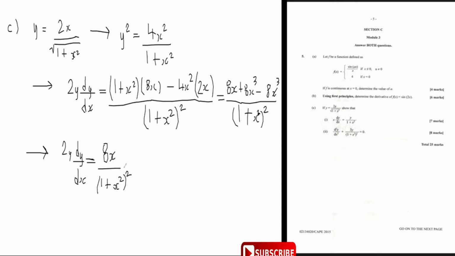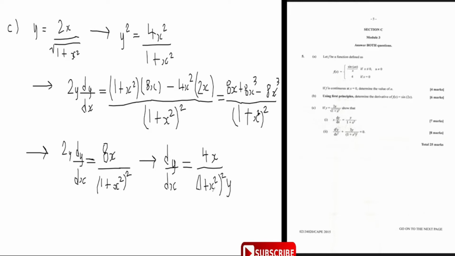All right, nice. Now, next thing we're going to do is divide through by 2y. So we're going to get dy by dx is equal to, when we divide through by 2, this becomes 4x over, and we divide through by y too, so this becomes 1 plus x squared, all squared, times y.